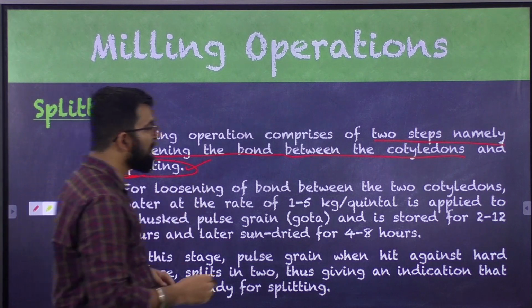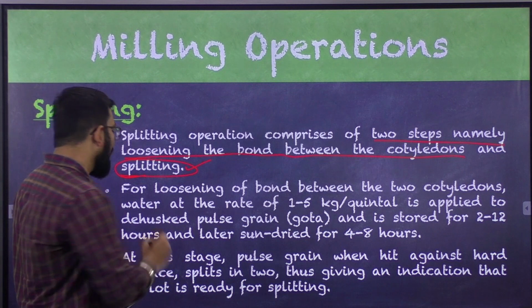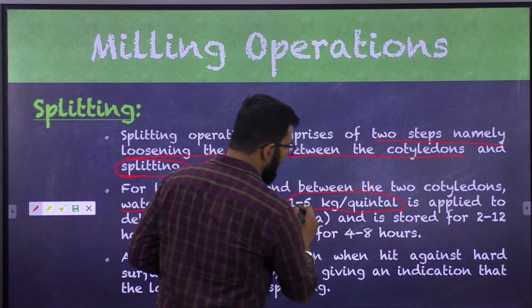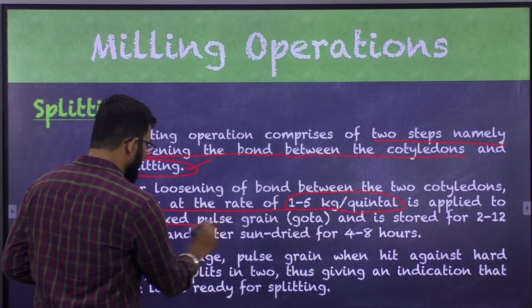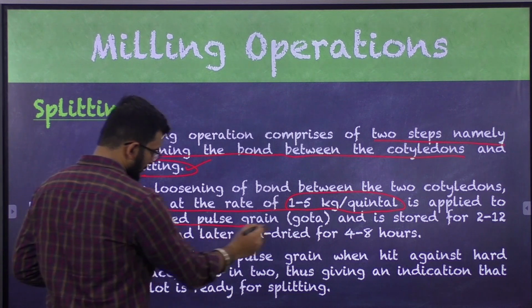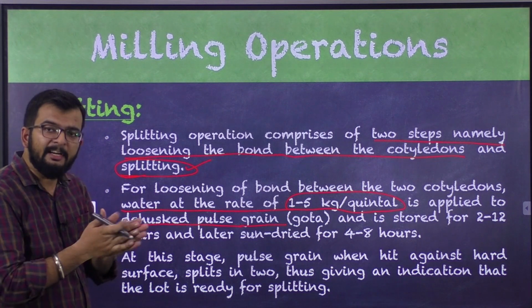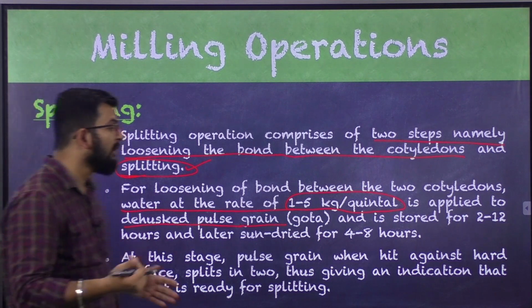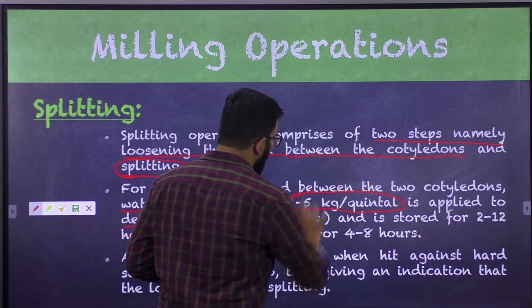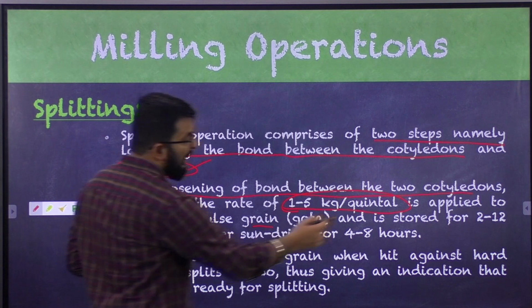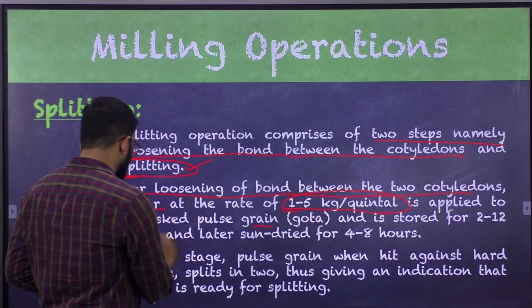For loosening the bond between the 2 cotyledons, water at a rate of 1 to 5 kg per quintal is applied to dehusked pulse grain. That is your dehusked pulses, or the gota, where the cotyledons are attached but the husk has been removed. Water at a rate of 1 to 5 kg per quintal is applied and stored for 2 to 12 hours.